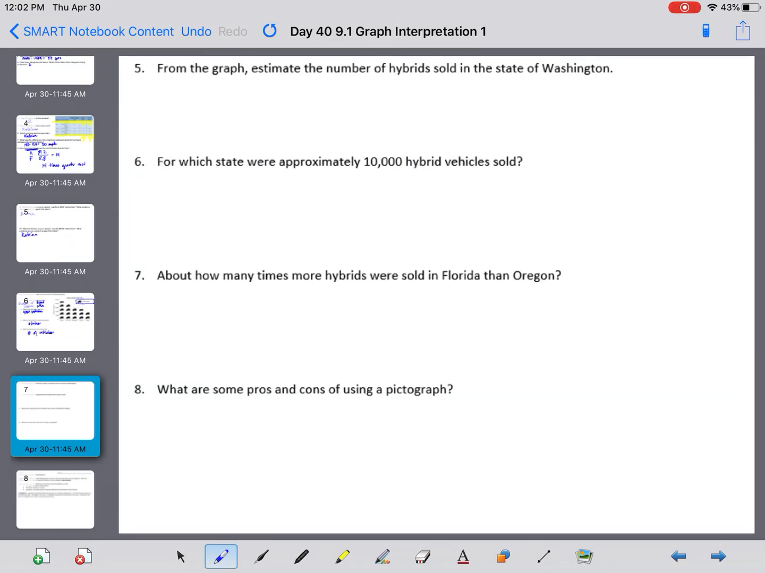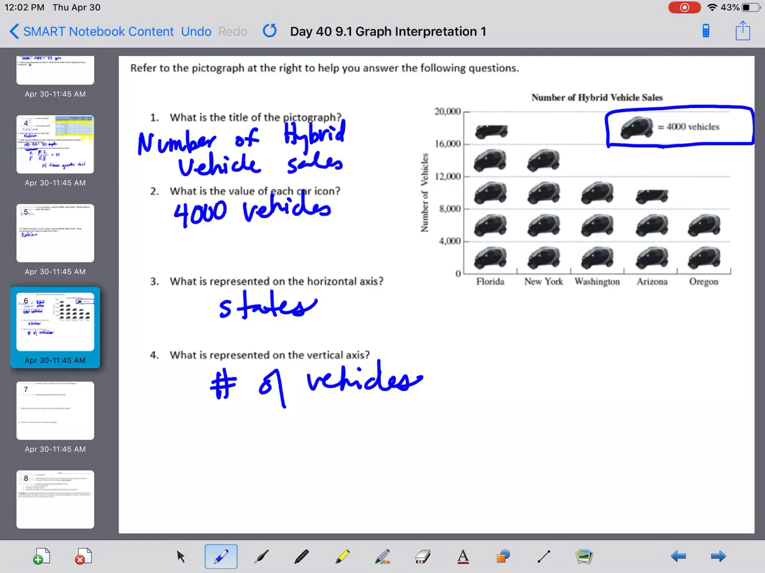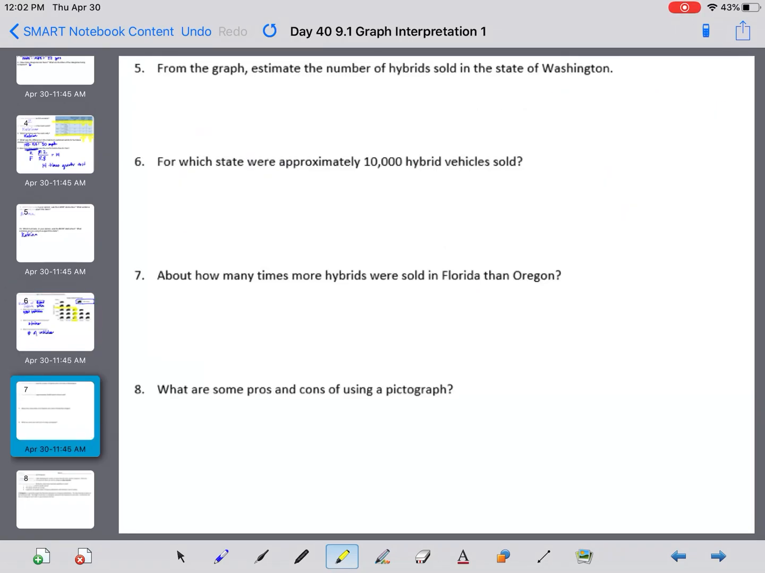All right, moving down, number 5, from the graph, estimate the number of hybrid vehicles sold in the state of Washington. So I need to look down here at Washington, and I can see that I have 3 full cars. So I can either do 3 times 4,000 to get 12,000, or I can look over here at my vertical scale, here's 12,000, and see where these two line up. So Washington has, it looks like, 12,000 hybrids.